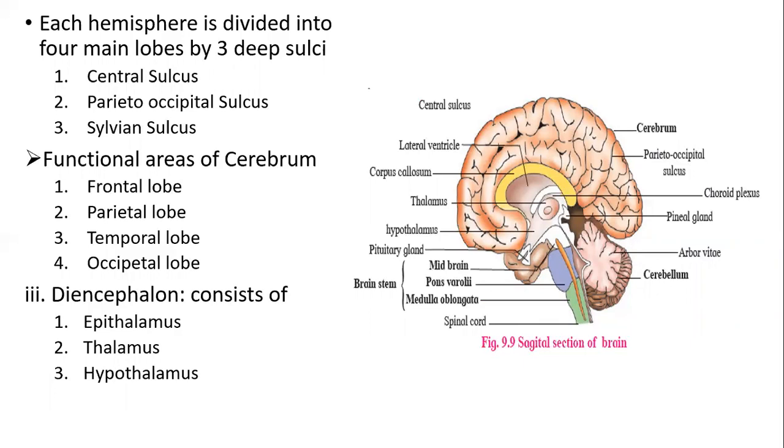Each cerebral hemisphere is further divided into 4 main lobes by 3 deep sulci, and these sulci are central sulcus, then parieto-occipital sulcus, and the sylvian sulcus. आता बघा हे एक एक सरफेस, सिल्वियन जो आहे तो लॅटरल साइडला असतो. हा जो आहे हा सजाइटल सेक्शन आहे. लॅटरल म्हणजे जसे आपले कान आहेत ना दोन्ही बाजूला, ती कुठली साइड आहे? लॅटरल साइड आहे. त्या पद्धतीने हे जे सिल्वियन सल्सस आहे हे लॅटरल सल्सस आहे.